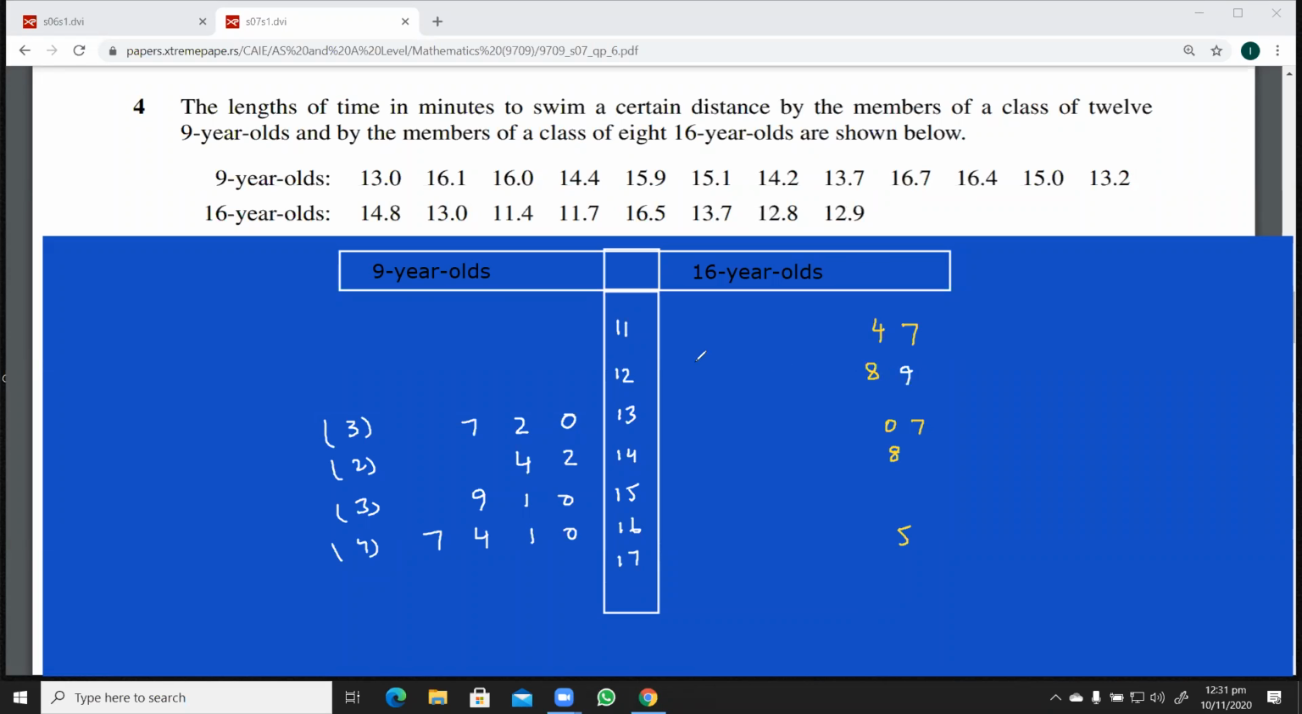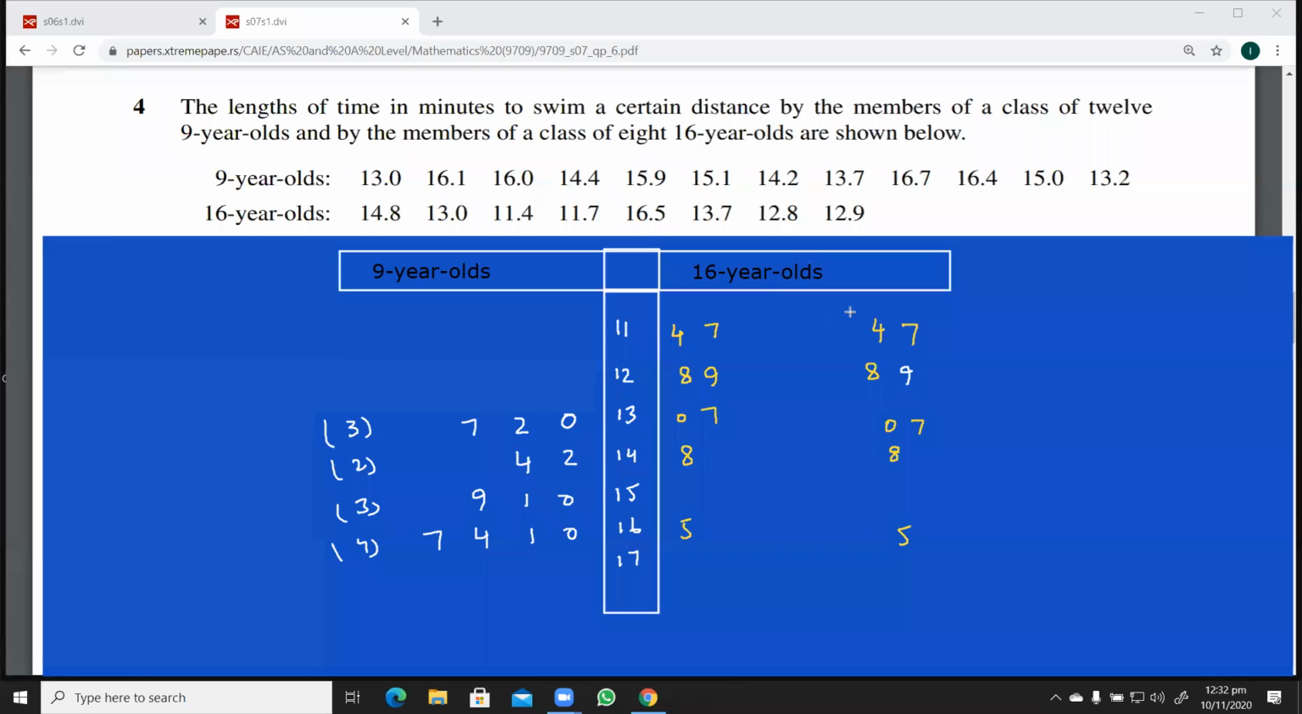Okay. So let's write them in an order. We're fine with this: 4 and 7. This is 8 and 9. This one is 0, 7. There is just 8, and then there is just 5. There is no one in 15s here, Hannah? Yes.